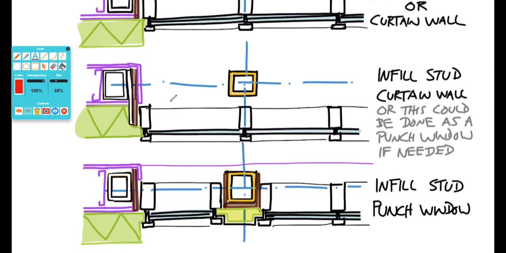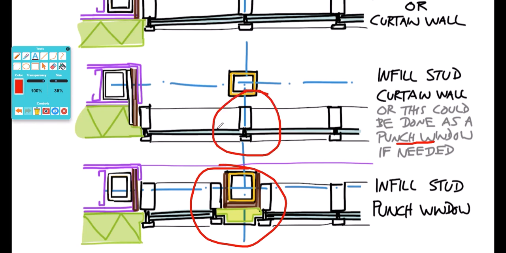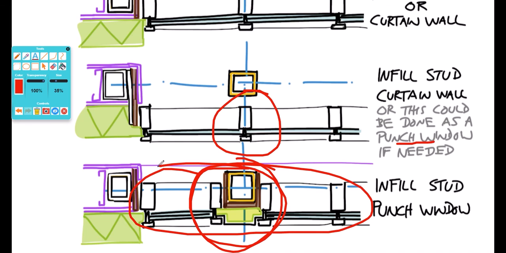And then I would talk to my engineer and be like, is that going to be good enough, you think? And have that conversation. So again, infill stud, curtain wall system drawn, but this could be done as a punch window or strip window if needed. I guess the design on the outside would drive that, whether you're okay with that or you're looking for that. That's what would drive the decision as to what to do. If you're okay with this down here, then that would be the more sensible thing to do, I suppose.